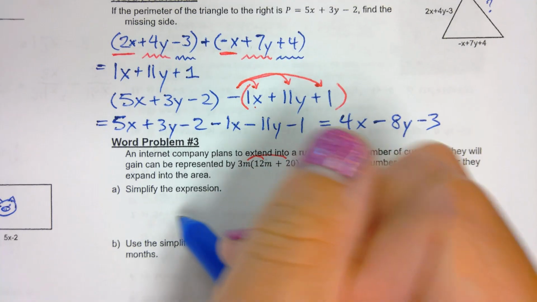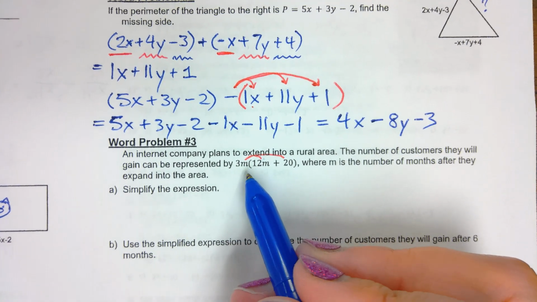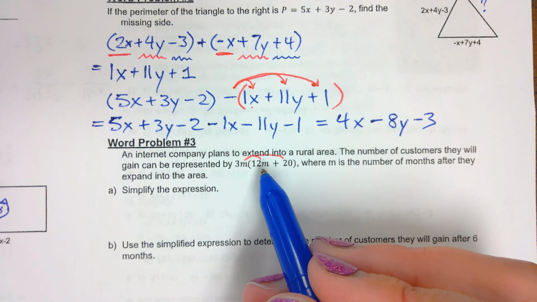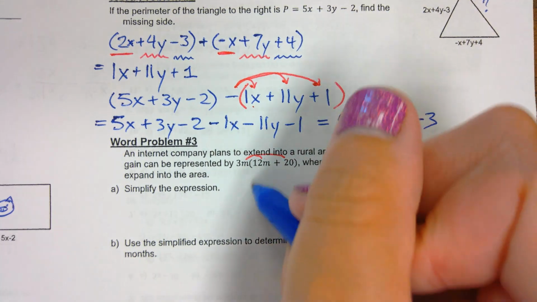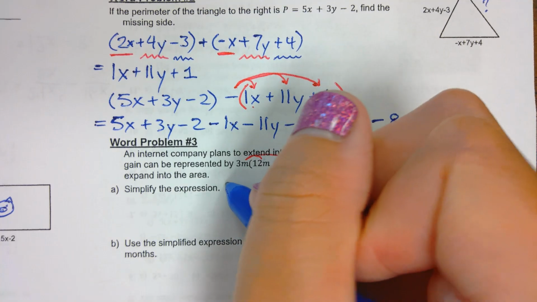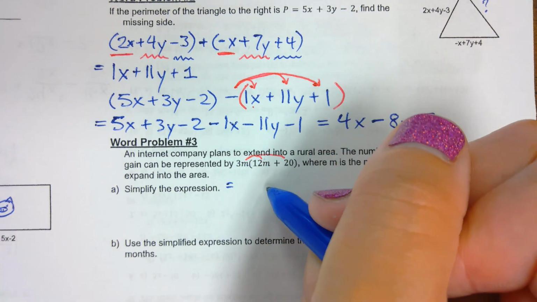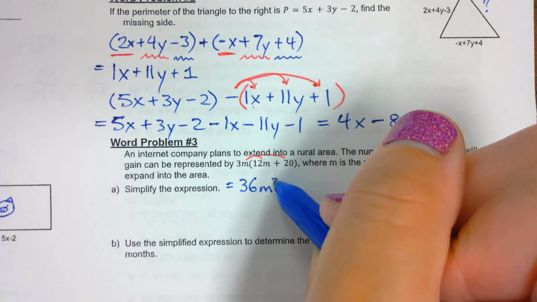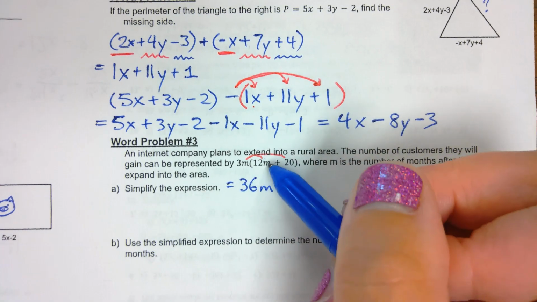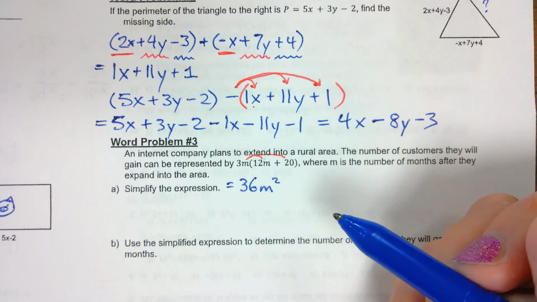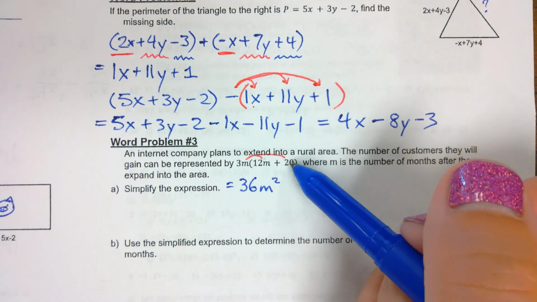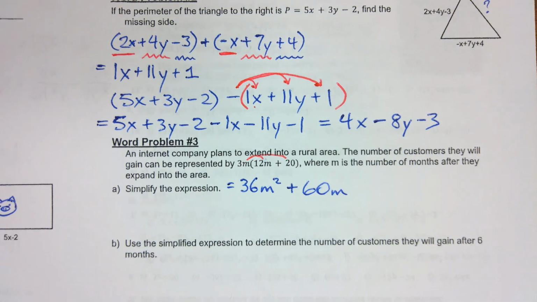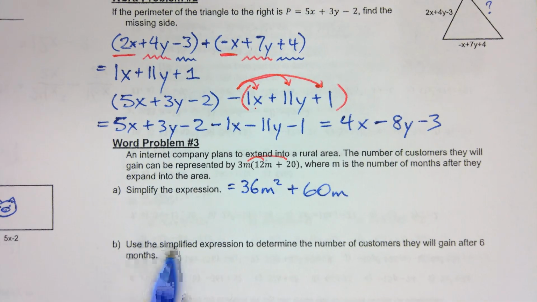Okay, so let's see. What is 3m times 12m? Three times 12, yep. 36m, m squared. Good, m squared, because you're multiplying. Remember, when you multiply, the exponent does change. And then 3m times 20? 60m. Perfect.